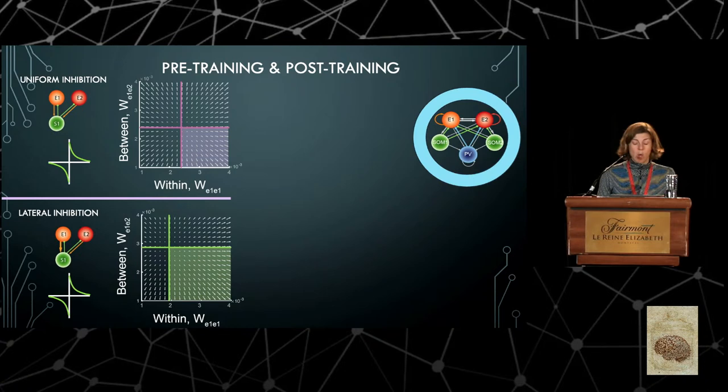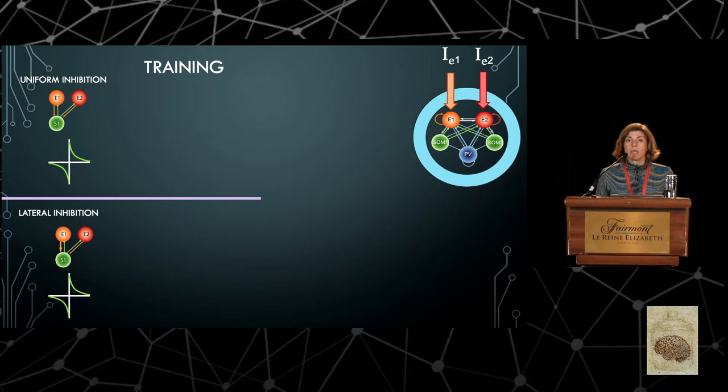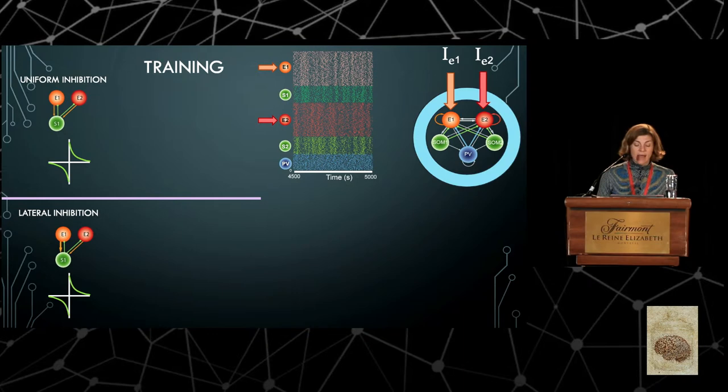Okay, so let's talk about training. When we train the network, what we're doing is giving each assembly, or potential assembly, E1 and E2, its own set of correlated inputs, and then we're training that correlation into the network, okay? The goal is to train these little correlations in, and you can see that signature in the raster plot during training. You can see the correlated structure in the two E networks, E1 and E2, and you can see some of that echoed in the somatostatin networks as well.